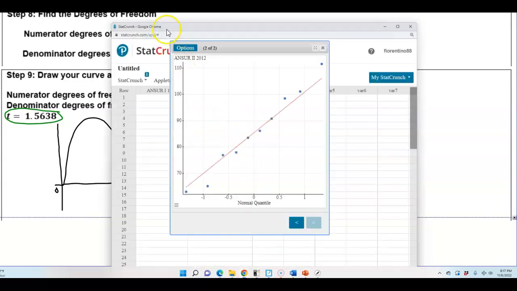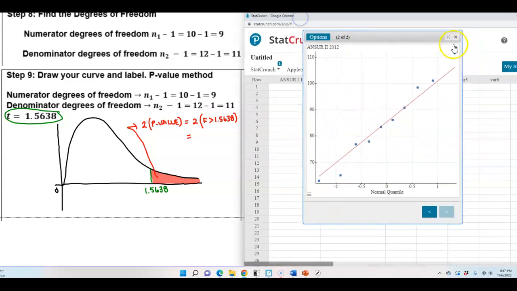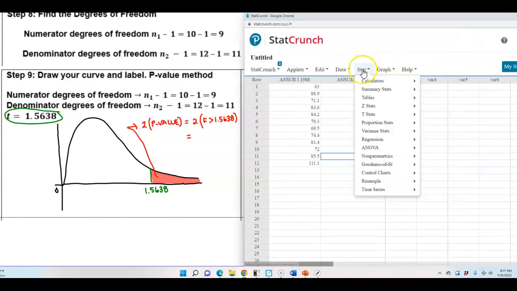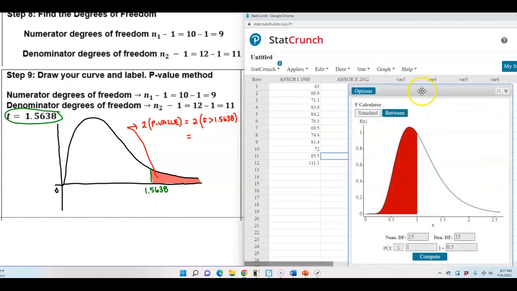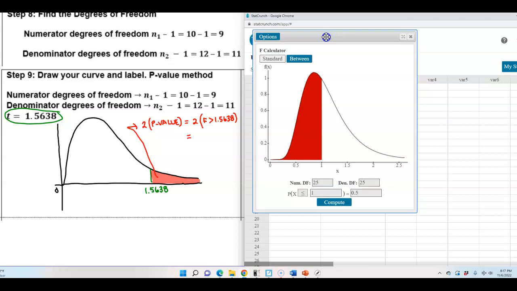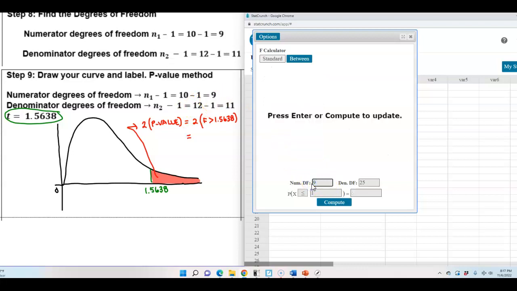When we open up StatCrunch, we're going to select Stat, and then go to Calculators, and scroll all the way down to F, which represents the F distribution. We're going to open that up. Now we need to put in the numerator degrees of freedom, which we found to be 9. And then the denominator degrees of freedom is 11.